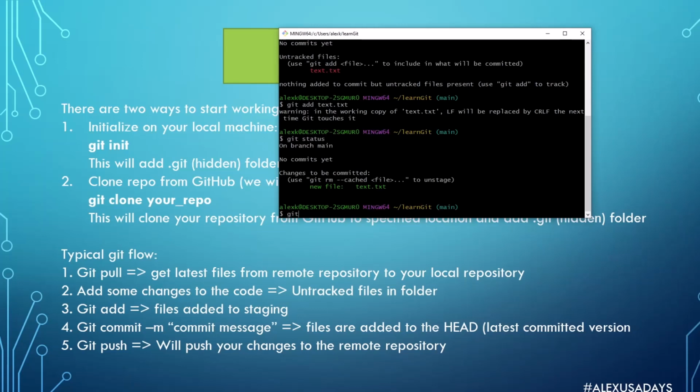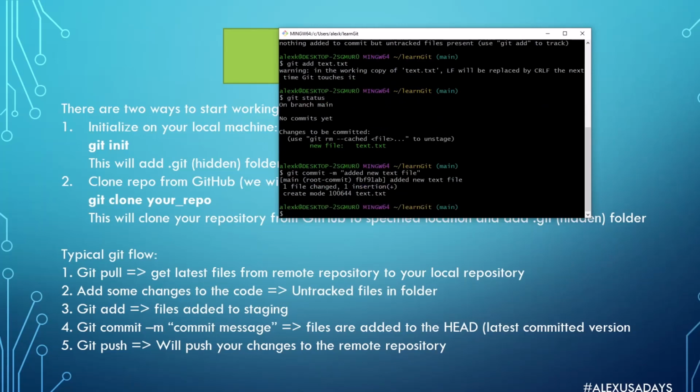So let's commit it. git commit -m, and we need a commit message. So added new text file. This message will go with the actual commit. So you can take a look at the message and understand what you were trying to achieve with this. Okay, let's commit it.